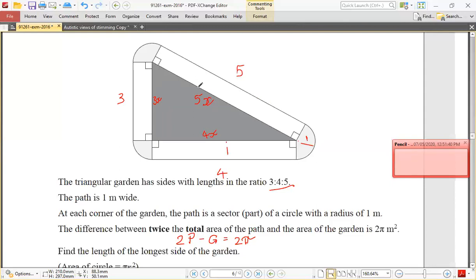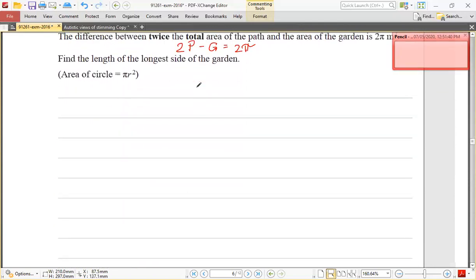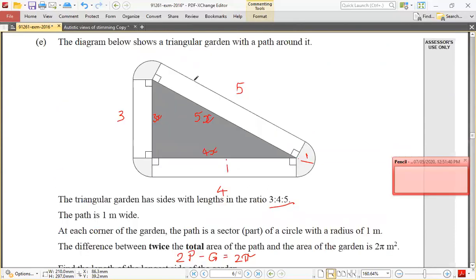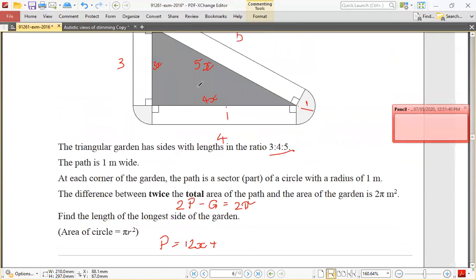So now, here comes the fun bit. First, what is the area of the path? So the area of the path, P, equals what? 5x plus 4x plus 3x. So we've got 12x. Because times them by 1, but that wouldn't make a difference. So we've got those 3 blocks because they're 1 meter wide.